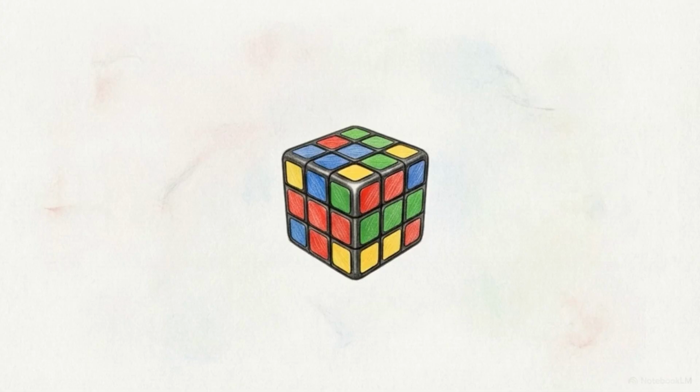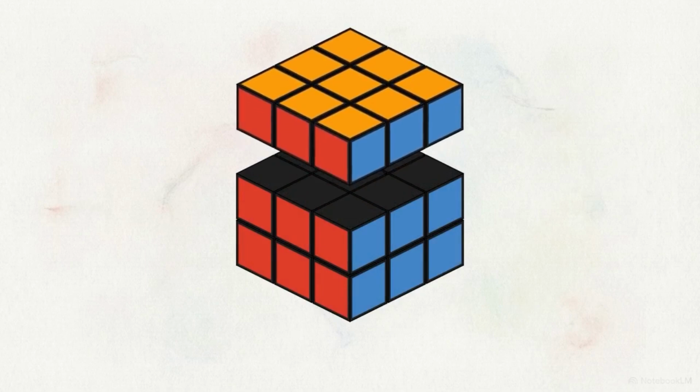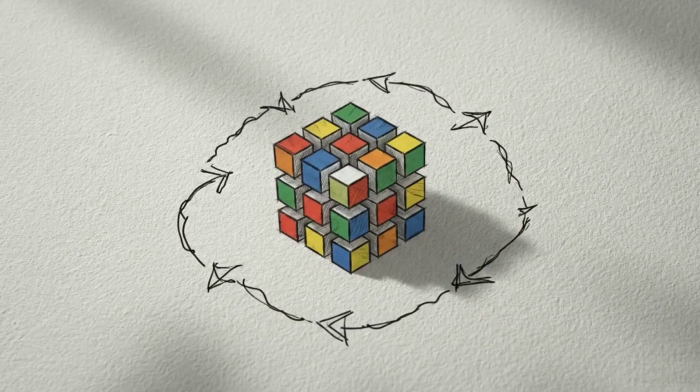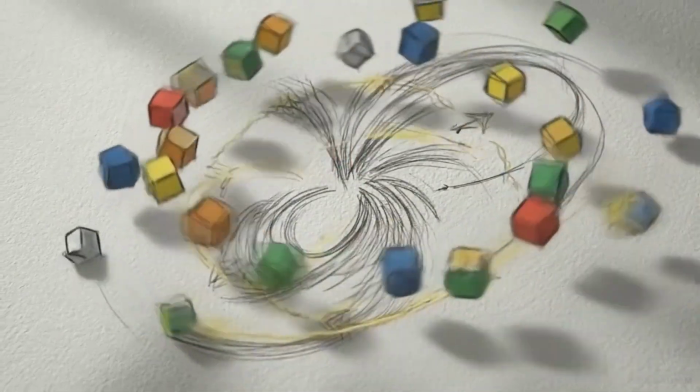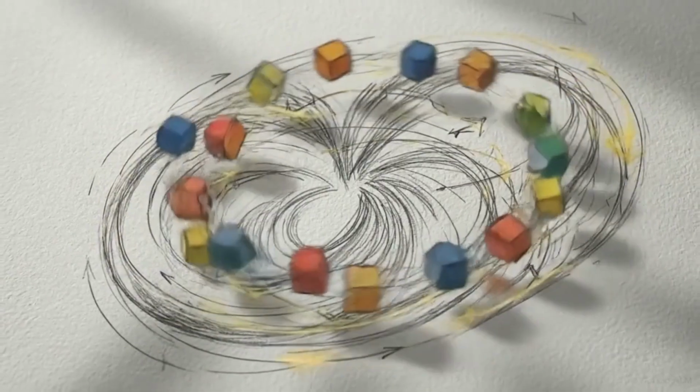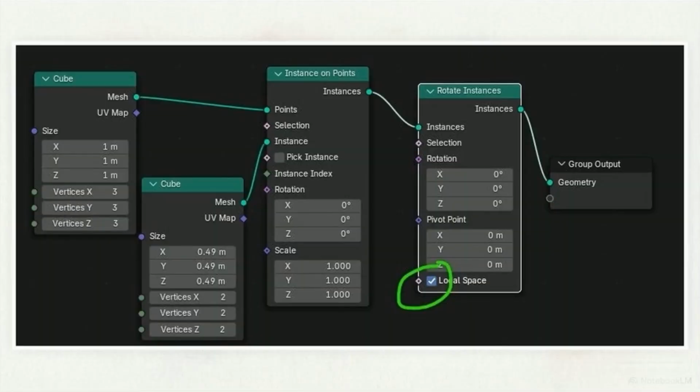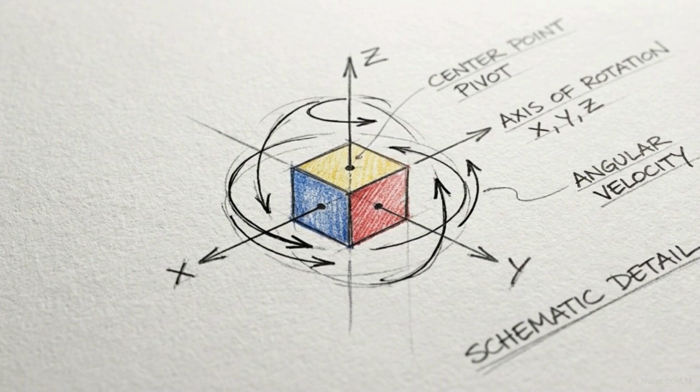For the puzzle to be functional, the layers must be able to rotate independently. By default, if you try to rotate these instances, they will orbit the center of the entire grid like planets around a sun. To keep them in place, add a rotate instance node and enable the local space checkbox. Local space ensures that each cubelet spins entirely on its own center point, preserving the structure of the puzzle during animation.